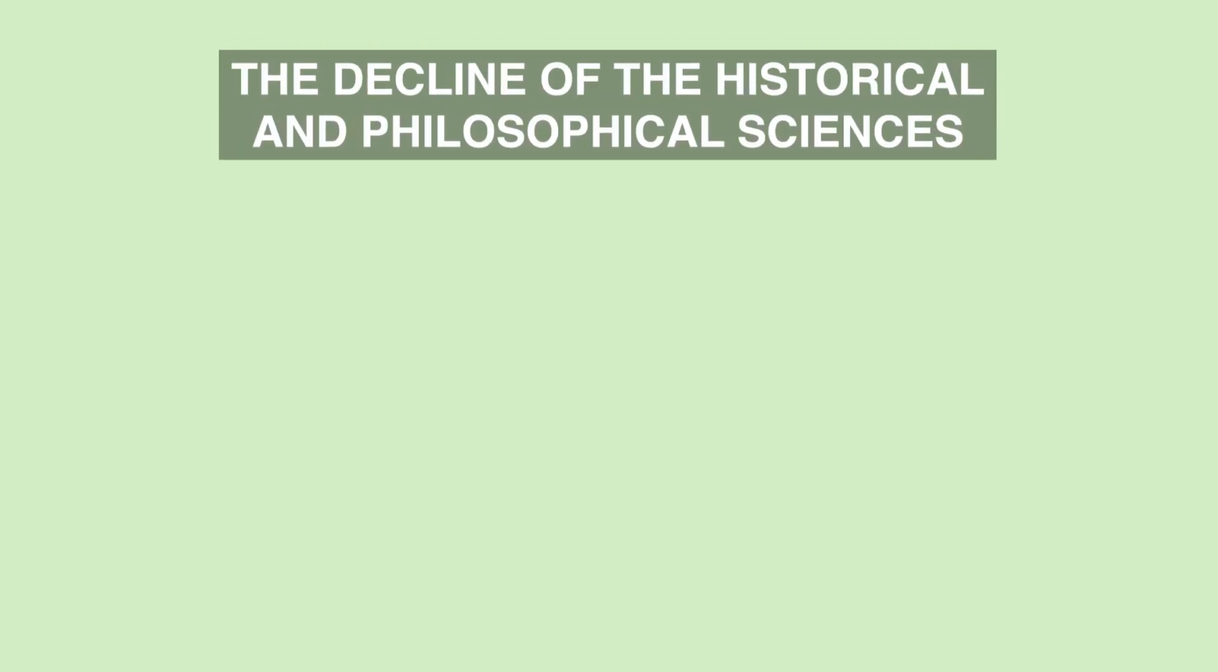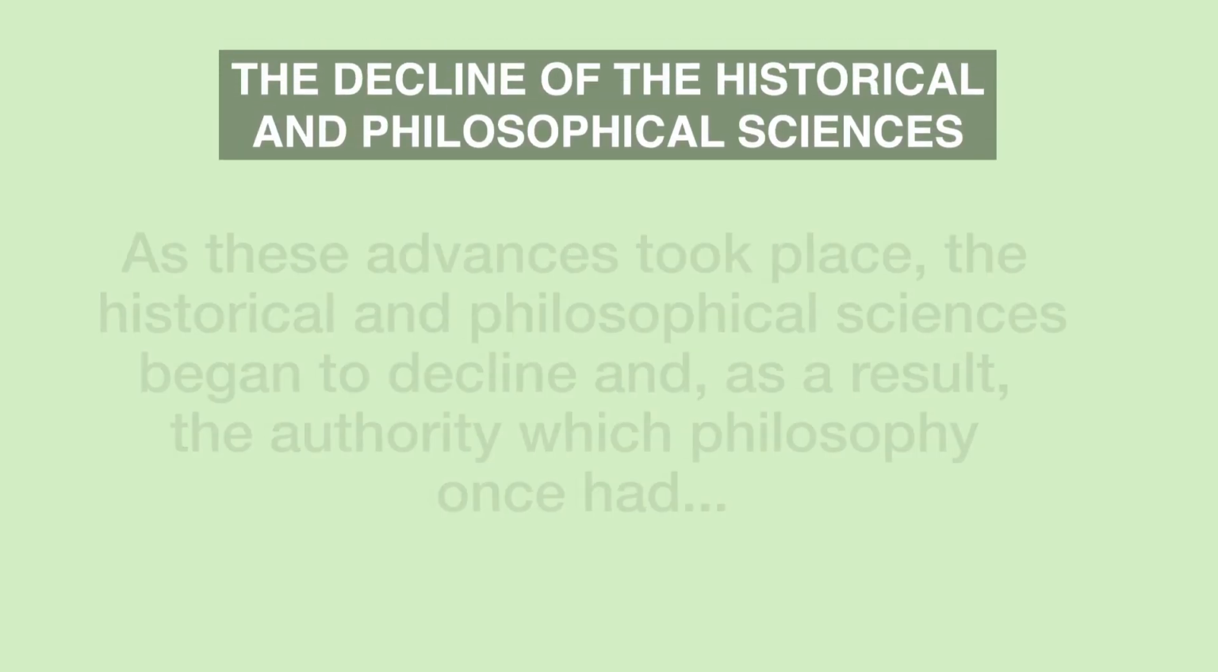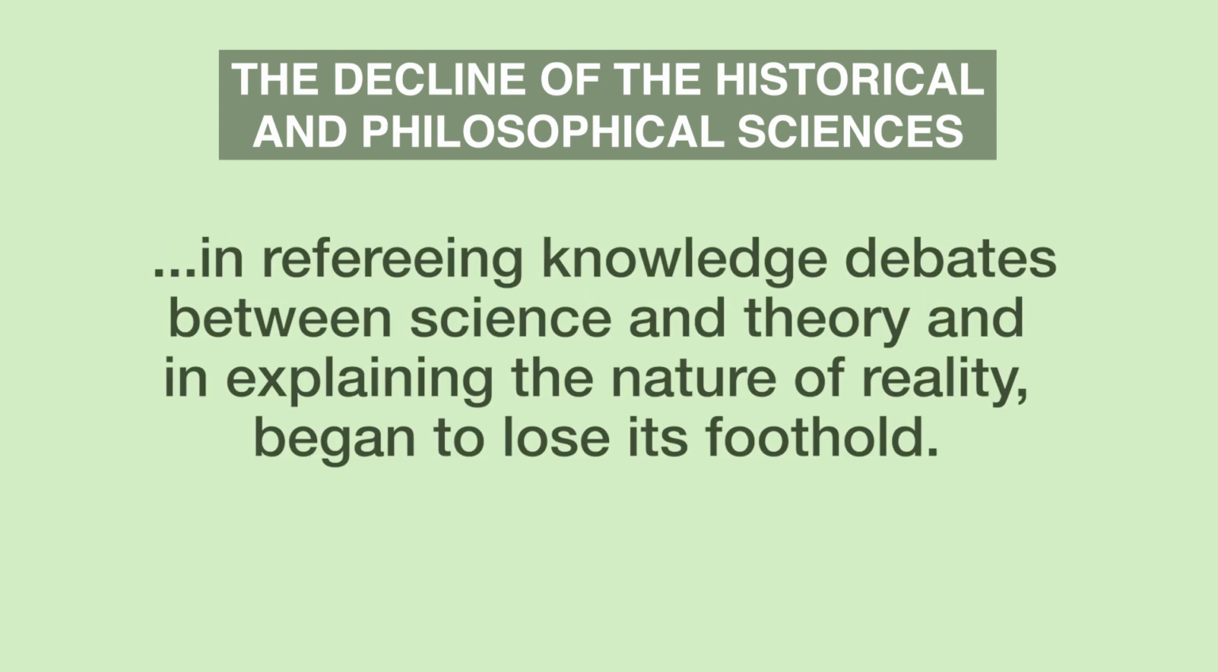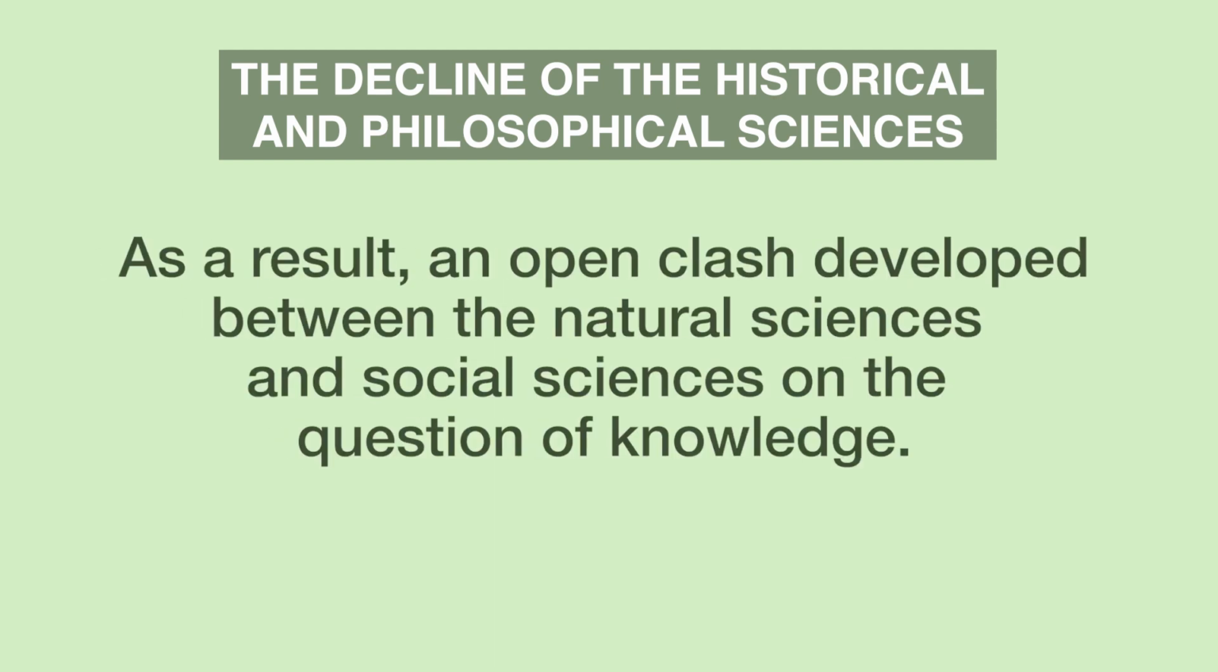The decline of the historical and the philosophical sciences. As these advances took place, the historical and the philosophical sciences began to decline, and as a result, the authority which philosophy once had in refereeing knowledge debates between science and theory and in explaining the nature of reality began to lose its foothold. As a result, an open clash developed between the natural sciences and social sciences on the question of knowledge.